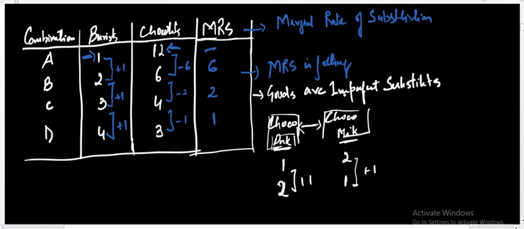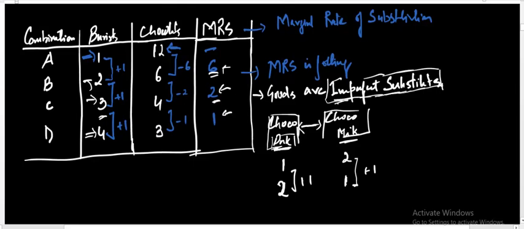Now what I'm talking about here is that the goods are imperfect substitutes. This imperfect substitution of the goods is a reason why the MRS is falling, which means that as I'm having more and more of the biscuit, moving from 2 to 3 to 4, I am giving less and less of the chocolates. You can see, to get the second unit of the biscuit I gave up 6, then to get the third unit of the biscuit I gave only 2, and then to get the fourth unit of the biscuit I gave only 1 unit of the chocolates.